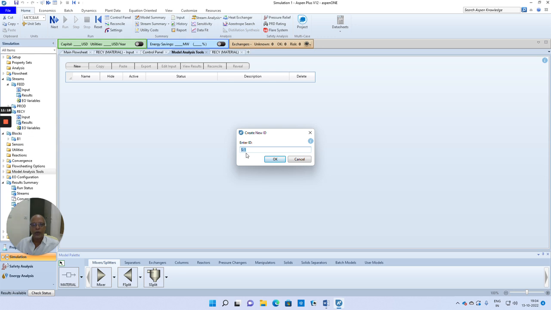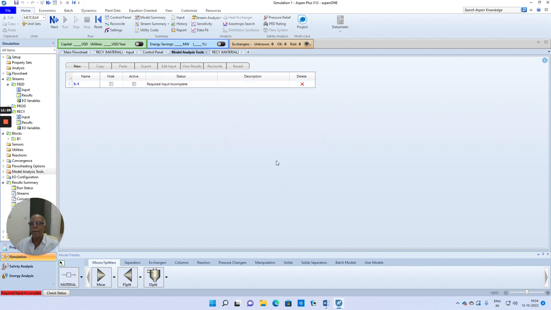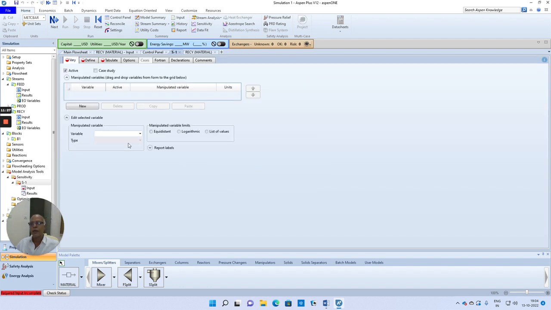So it is automatically going to name it as S1, sensitivity analysis 1. If you want, you can give your own name. Now you can see there are 3 red dots. Unless and otherwise you complete these red dots, the sensitivity analysis definition or input will not be complete.